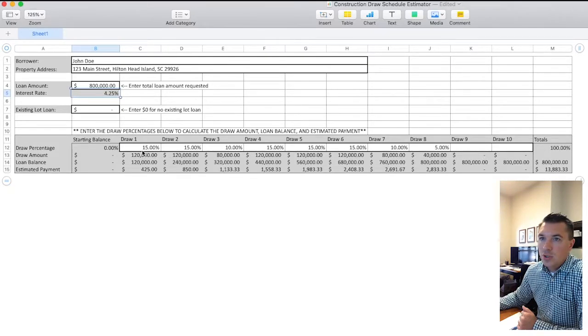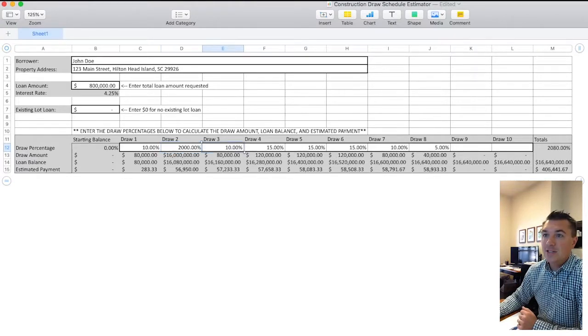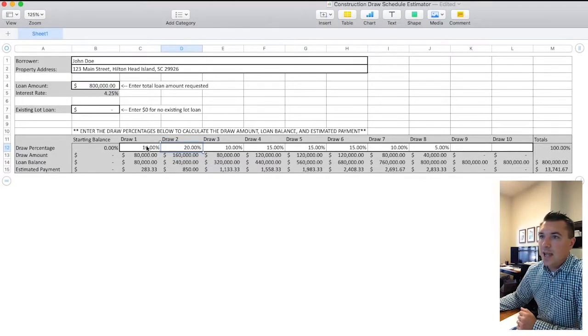We want to make sure too that those draw amounts for each different draw are based on the contract with your builder. So maybe 15 isn't the first draw. Maybe it's 10 at the first draw, and maybe the next one's 20 based on the particular scenario with your builder. That's fine. We just want to make sure that the total amount for all of these percentages adds up to 100%. So you've got to make sure that you're not going over the amount of the loan, that $800,000.